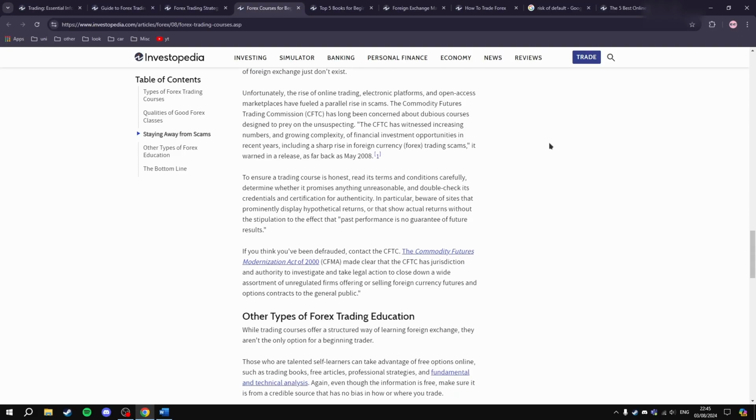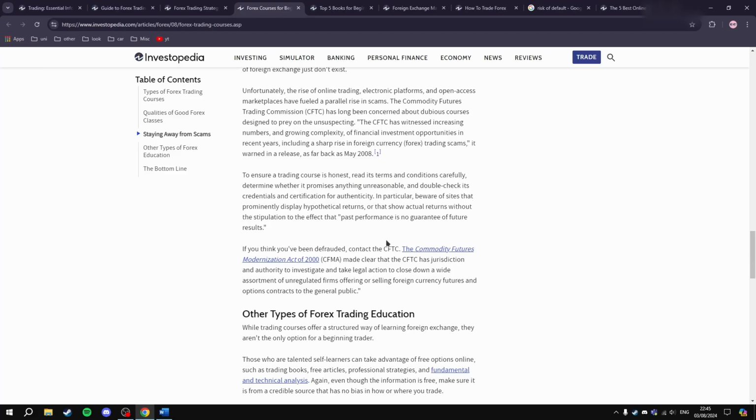Unfortunately, the rise of online trading, electronic platforms, and open access marketplaces have fueled a parallel rise in scams. The Commodities Futures Trading Commission has long been concerned about dubious courses designed to prey on the unsuspecting. The CFTC has witnessed increasing numbers and growing complexity of financial investment opportunities in recent years, including a sharp rise in foreign currency trading scams. It warned in a release as far back as May 2008.